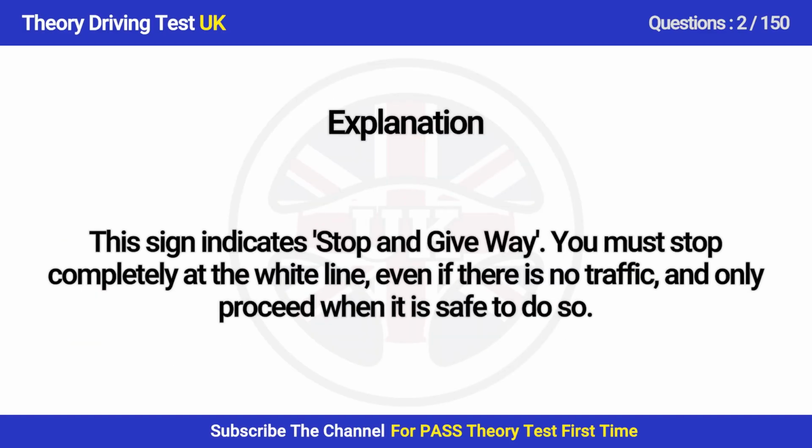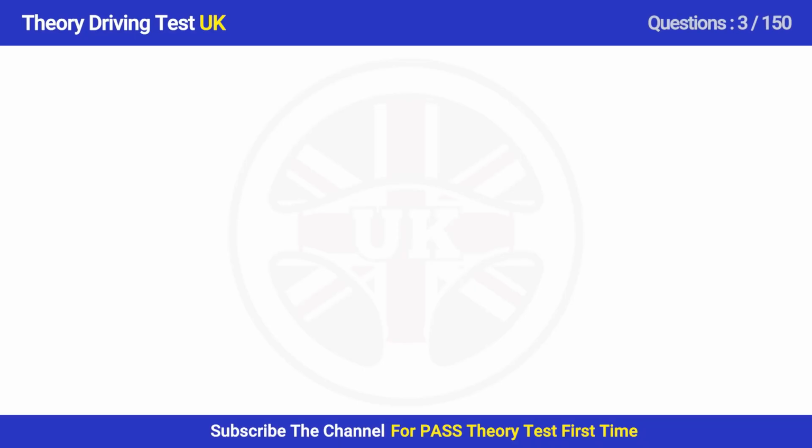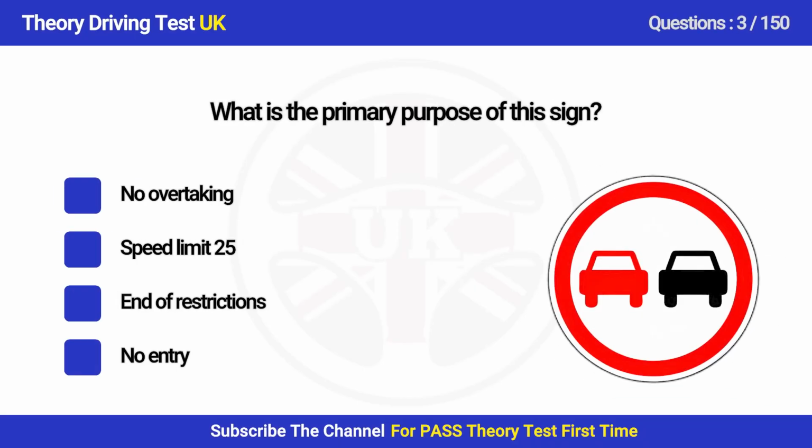This sign indicates stop and give way. You must stop completely at the white line, even if there is no traffic, and only proceed when it is safe to do so. Question 3. What is the primary purpose of this sign? A. No overtaking. B. Speed limit 25. C. End of restrictions. D. No entry.